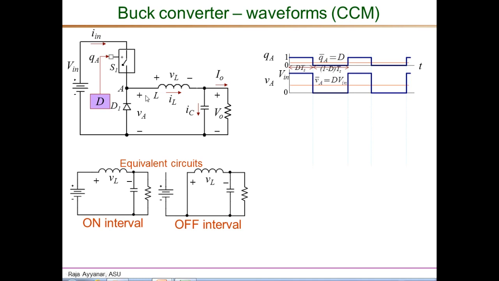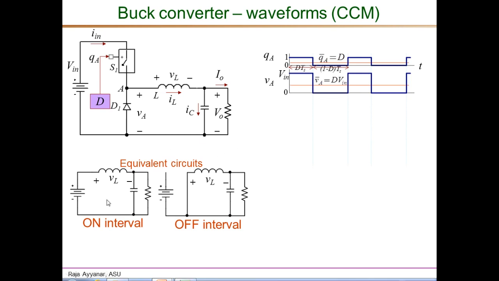Now in CCM, the pole output voltage V sub A, we have seen this waveform before also, is equal to, when Q is 1, V sub A is Vin, assuming ideal switch, and when Q is 0 and assuming an ideal diode with no forward drop, V sub A is 0.